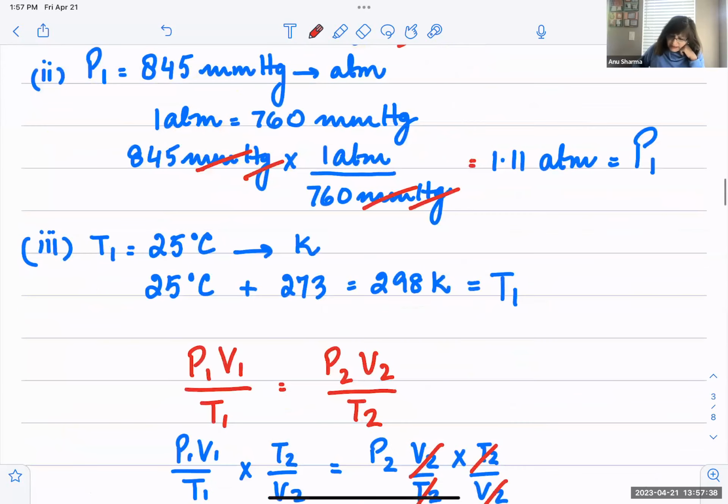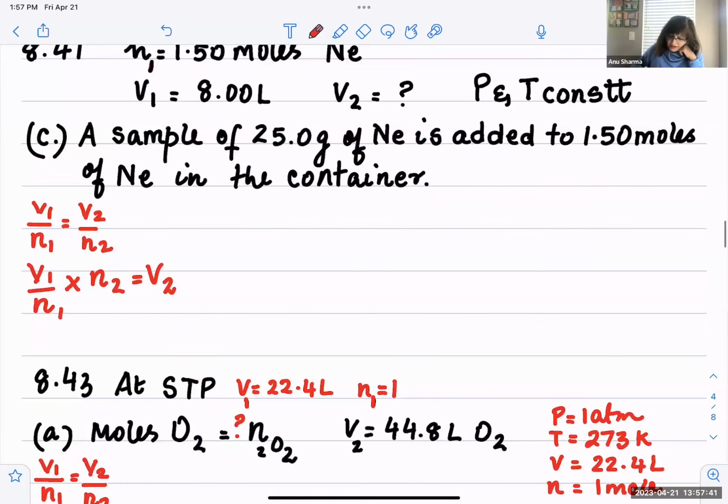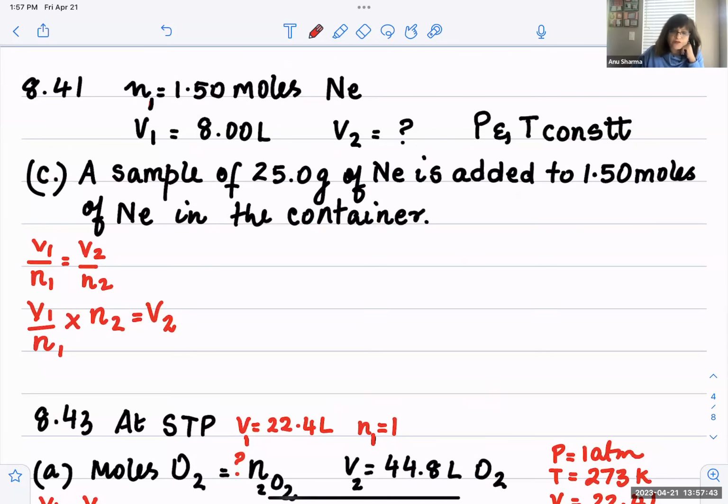41 is saying that a sample of 25 grams of neon is added to 1.50 moles of neon in a container. For 1.50 moles of neon, the volume is 8 liters. Find the volume when 25 grams of neon is added to 1.50 moles. First thing, it's very important you write down the formula. The formula is V1 over N1 is equal to V2 over N2. Here we need to find the value of V2.